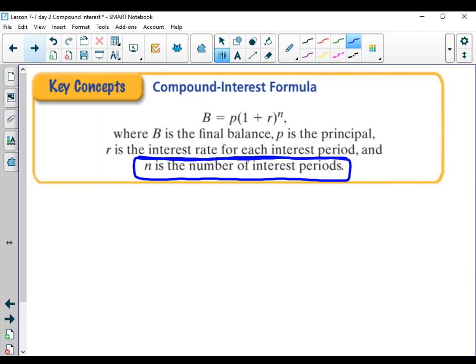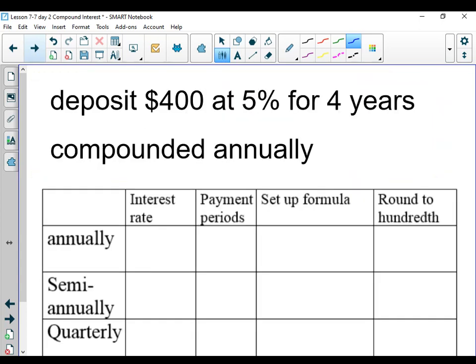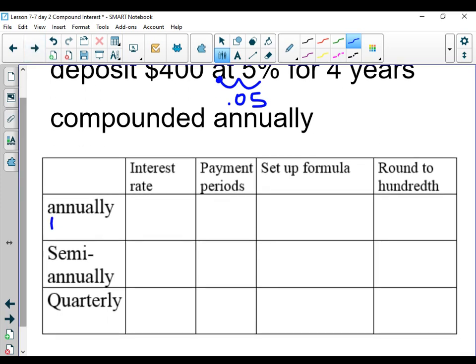Okay, did we get it? All right. So it starts off looking a lot the same. Here's your principal, $400. Here's the bank, 5%, which we would write as 0.05. 4 years. Annually, does anybody know what annually means? Like once per year, right?